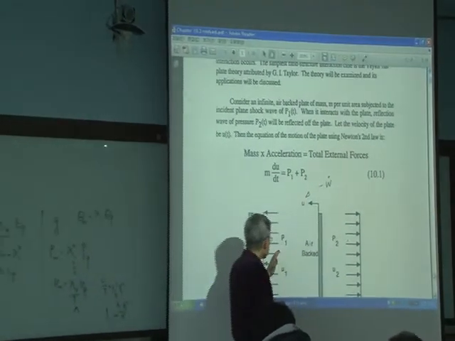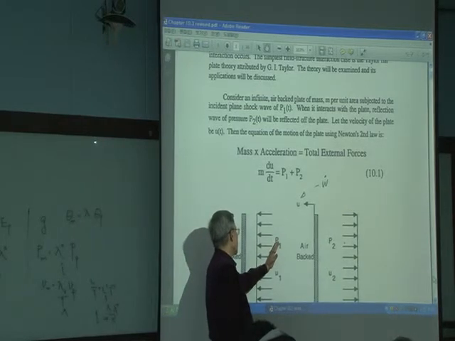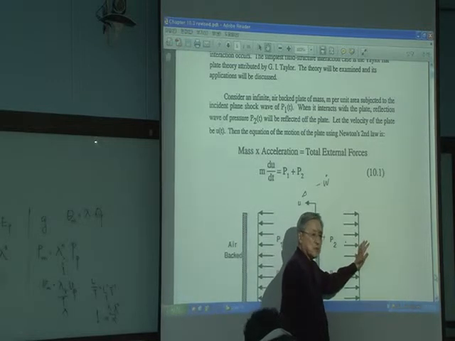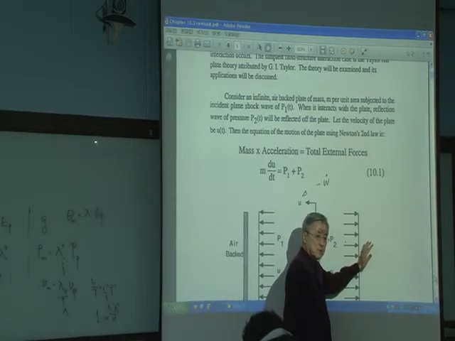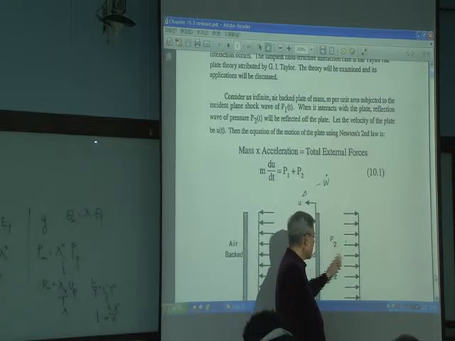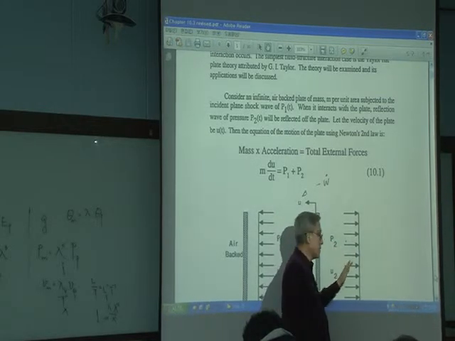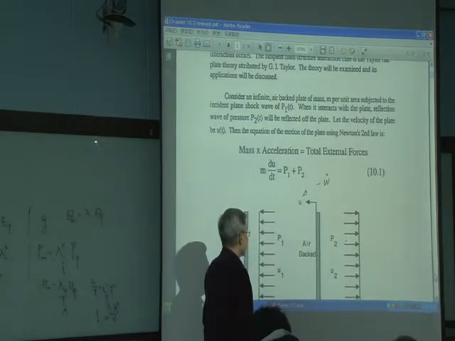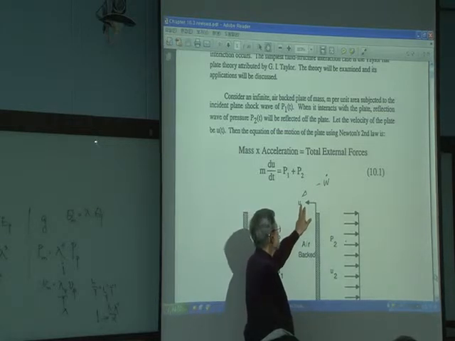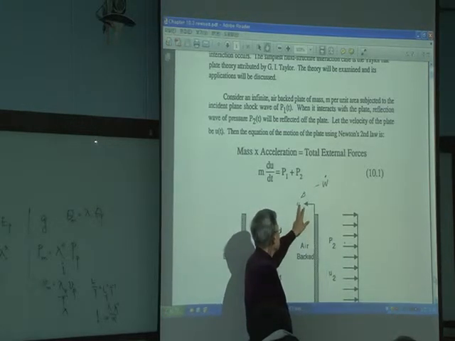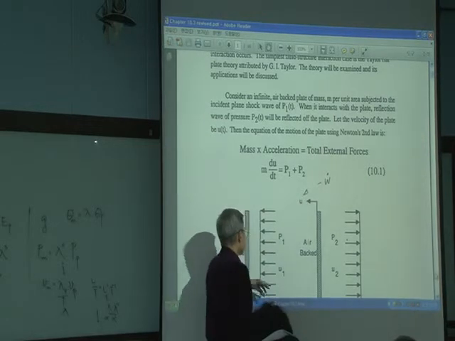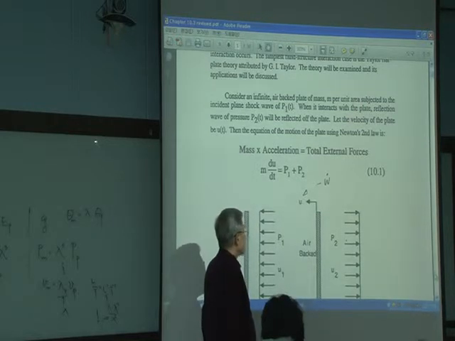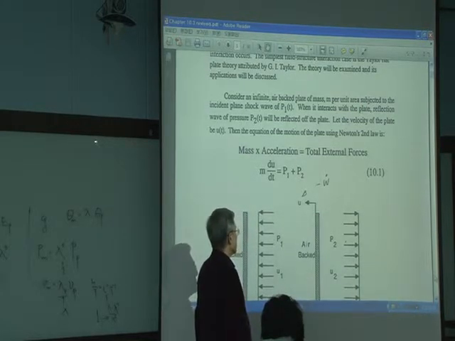And this is after the incident shock wave hit the plate. Of course, there will be a reflection wave, which is P2, okay? The reflection wave has P2 and U2, the fluid particle velocity behind the reflected shock wave. And the plate velocity is U, which is coming on the next page. So this is the situation for deriving the equation of motion.